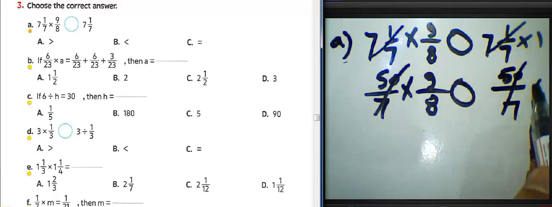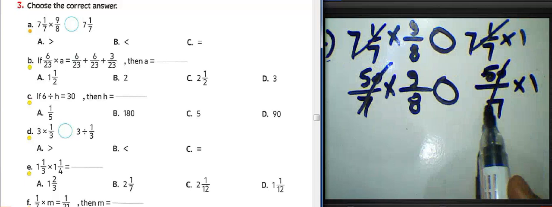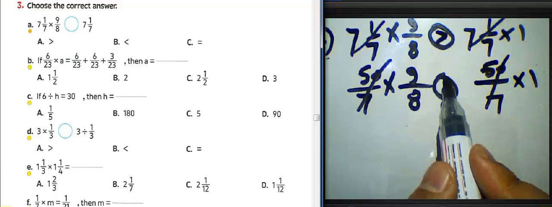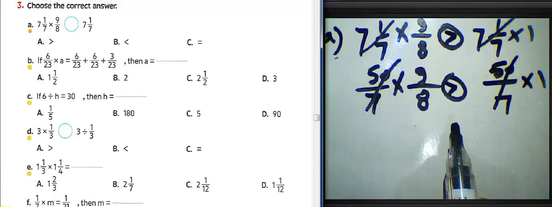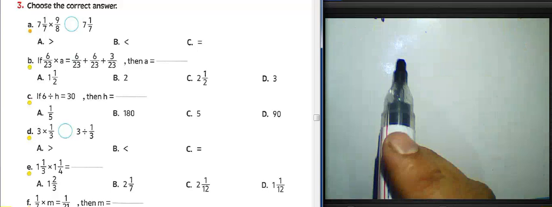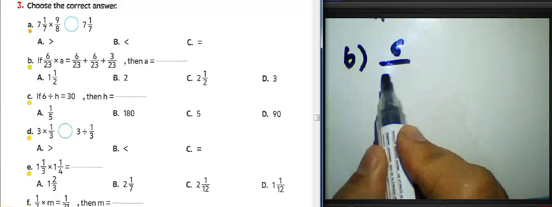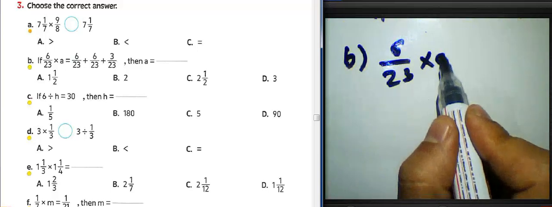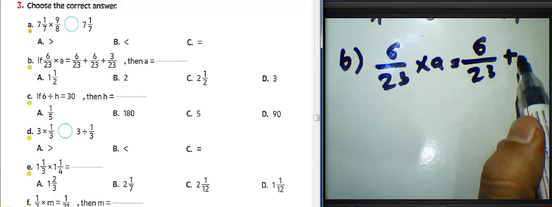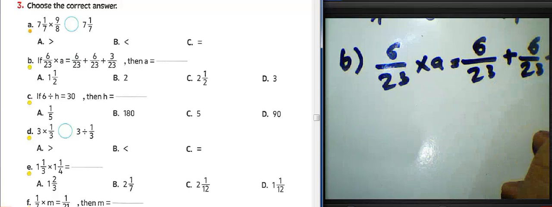And we can write multiply by 1 here. 1 is greater than or less than 9 over 8? 1 is less than 9 over 8. So 9 over 8 will be greater than. We must write greater than here. Letter A. Choose letter A. Okay. Question letter B.